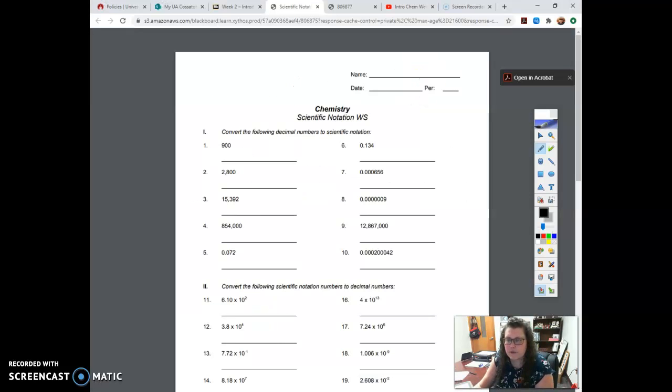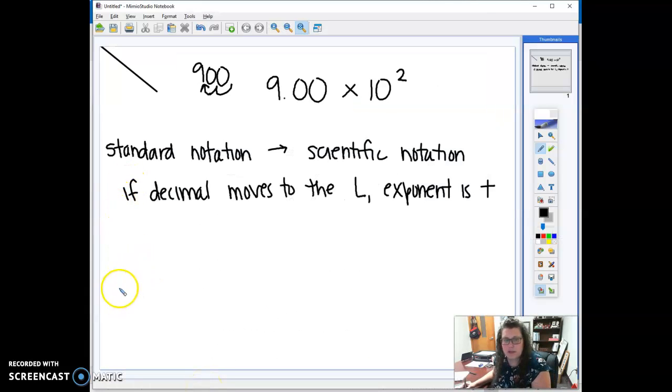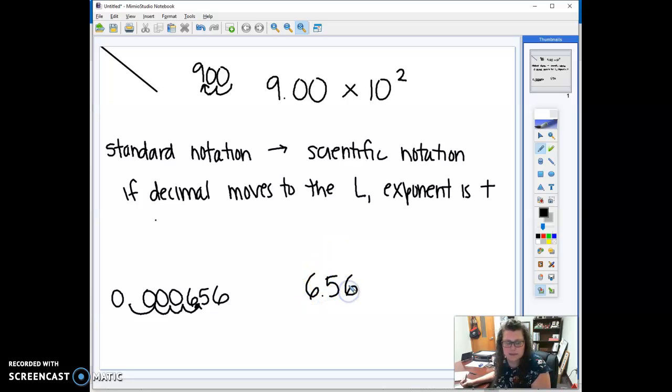If I look at another example, let's look at number 7. So number 7, 0.000656. Okay, and again, I'm going from standard notation to scientific notation. So the first thing I have to do is move my decimal. In this case, I want it behind that first non-zero digit, so it's going to go here behind this first 6, so I'm going to have 6.56, alright, and then I'm going to see how many places I move the decimal.